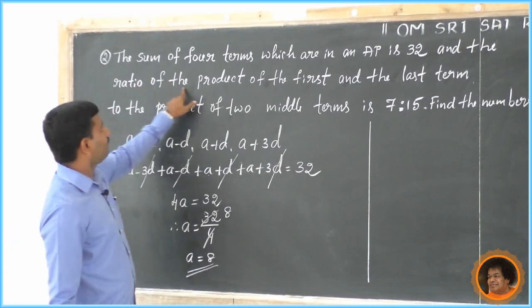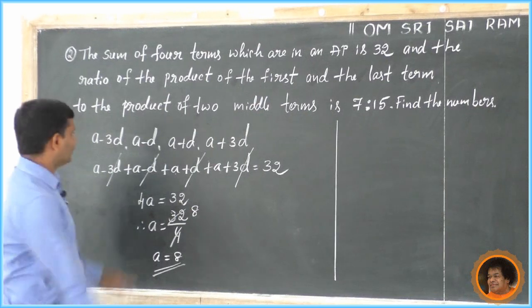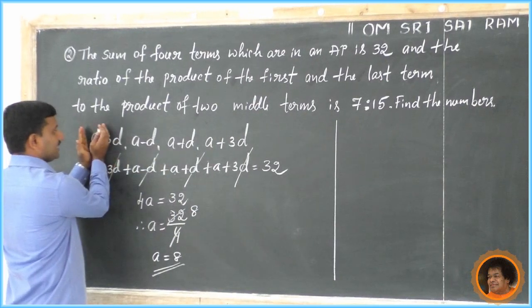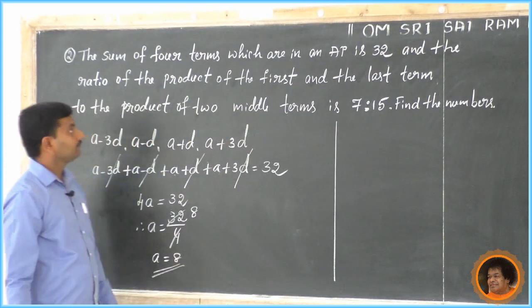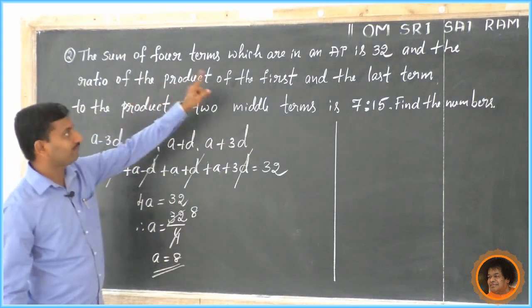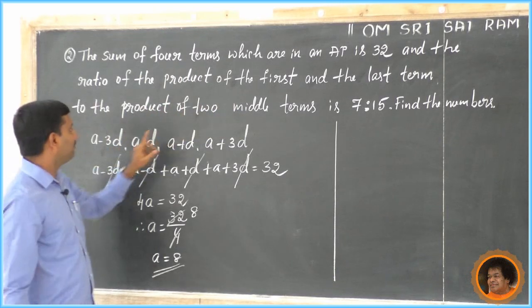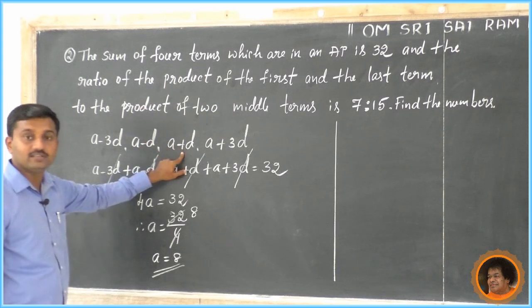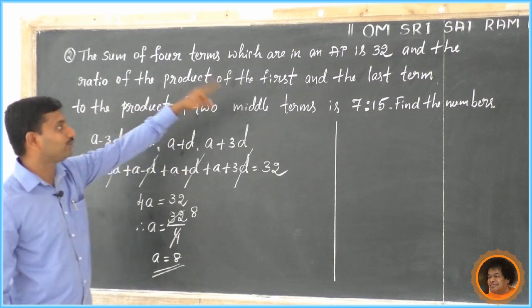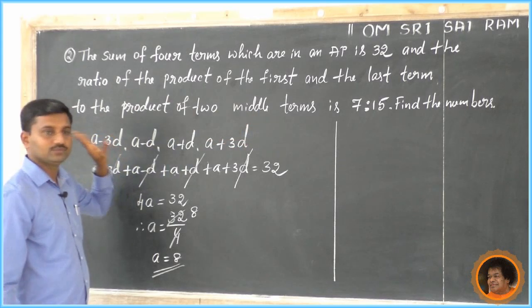And next, the ratio of the product of the first and the last term. So here the first term is A minus 3D. Last term is A plus 3D. The product of the first and the last term to the product of the middle 2 terms. So here the middle 2 terms are A minus D and A plus D. So their ratio given is 7:15. So how to write the condition?